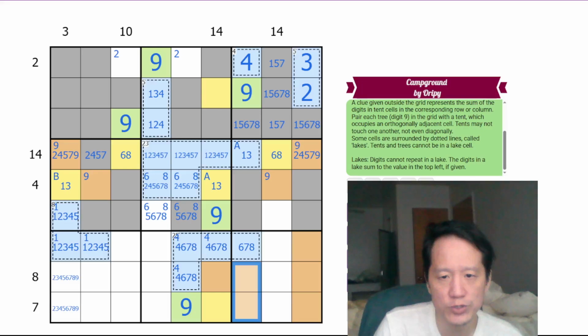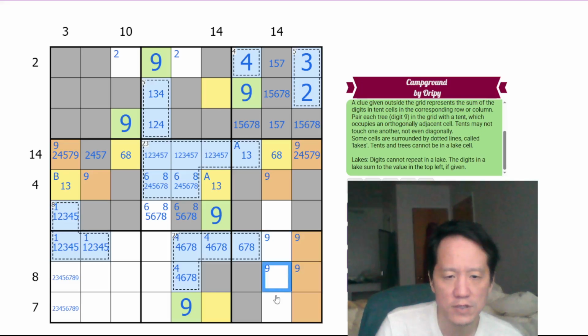This cannot be tree or tent. This cannot be tree or tent. This can't be tent. So if this is a tent, 9 would have to be here. If this is a tent, 9 could be either of these spaces. If this is a tent, 9 could be either of these. Nah, it cannot go here. So the 9 has to be one of these 4 also still.